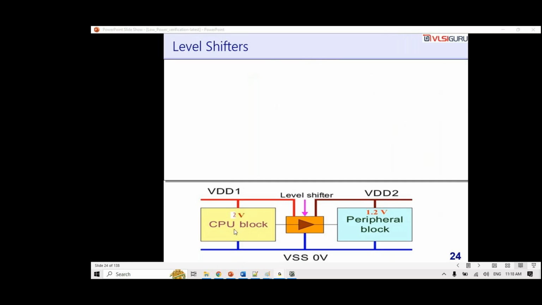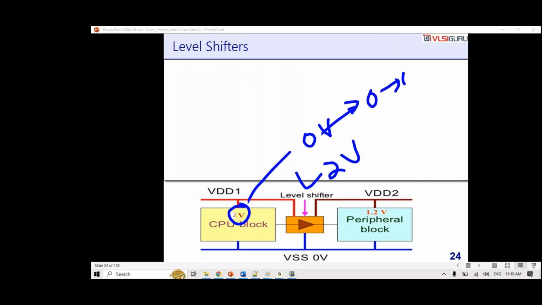Why is it 2 volts? Because the CPU needs high performance. Peripheral blocks don't need the same level of performance. In that case, when a signal goes from here to here, I told you, right? 2 volts means what? Logic 0 is not always 0 volts. Logic 1 is not always 2 volts. It's a range that is defined. Logic 0 could mean anything from 0 to 0.7 volts, for example, or 0.8 volts. Logic 1 could mean anything from 1.2 volts to 2 volts. So that 0.8 to 1.2 is the undefined region, which we can call the metastable region.